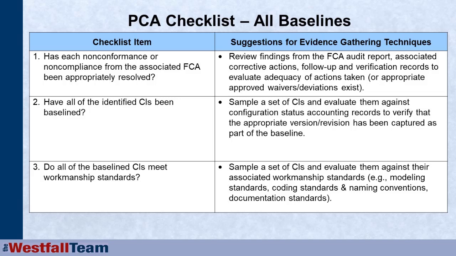We want to make sure all the identified configuration items have actually been baselined. One way of doing that, we can go pull the build report and look at everything that was built into this particular configuration item, and then sample those and go look into the configuration libraries, the controlled libraries, and make sure that those configuration items, the right versions and revisions of them, actually exist in those libraries. They've been captured as part of the appropriate baselines.